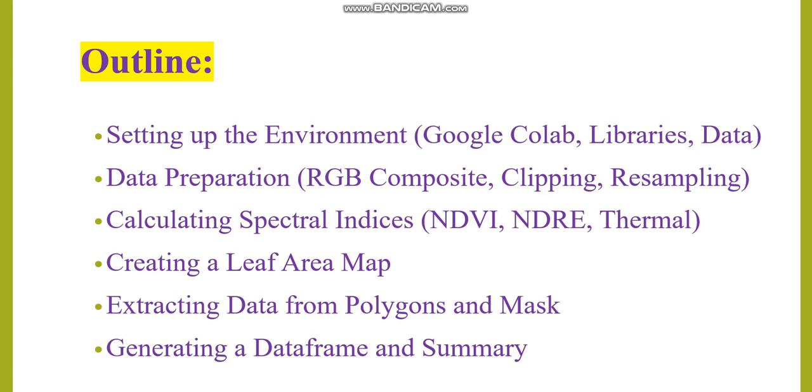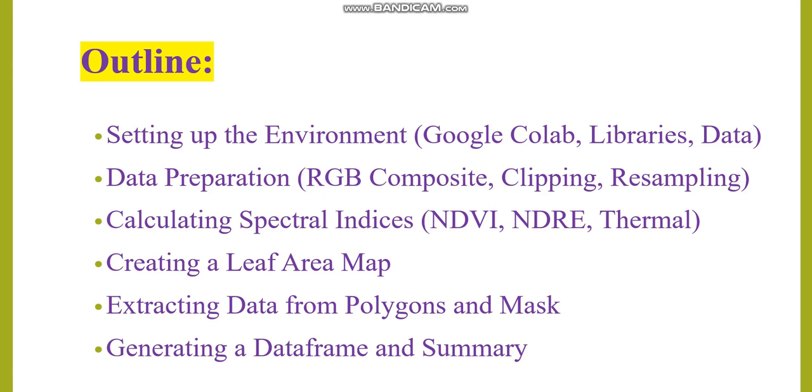These are the outlines: setting up the environment, Google Colab, libraries, and data, how we will use Google Colab, and how we can install and use libraries as well as data. Data preparation will include compositing RGB bands, clipping, resampling, and then calculating spectral indices as shown, creating a leaf area index map, extracting data from polygons and masks, generating a data frame, and then we will discuss a summary of the video. Let's start it.